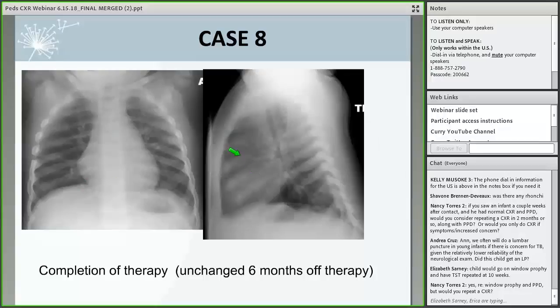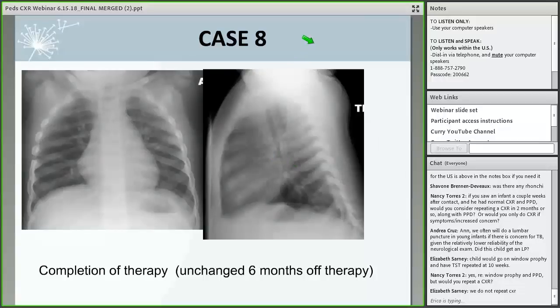And then the lateral shows it all. Clear lungs, normal caliber airway. Right pulmonary artery is normal size. Left PA is normal size. Subcarinal, no evidence of adenopathy. So, looks like a complete response to treatment.